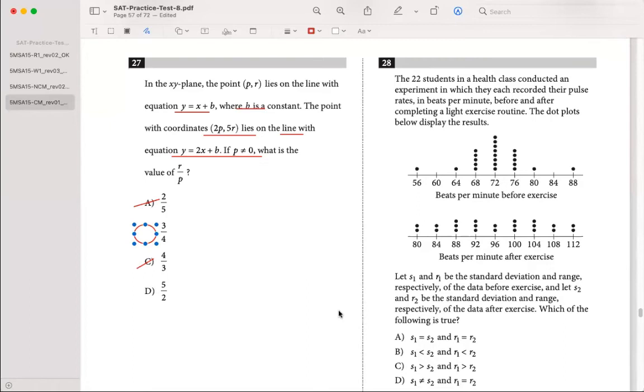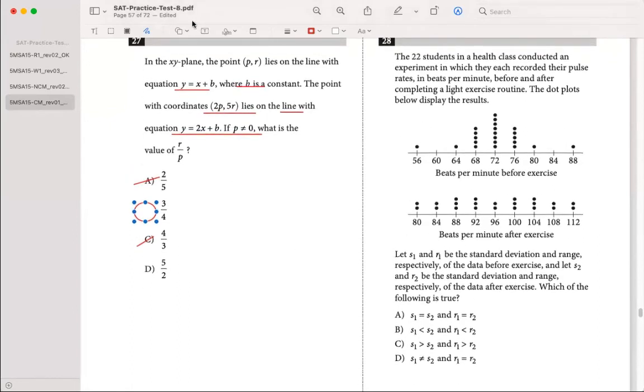Okay, so back onto what we were doing before. So 27, I was pretty sure it's B because that's what the formula got me. Anyways, moving on. 22 students.